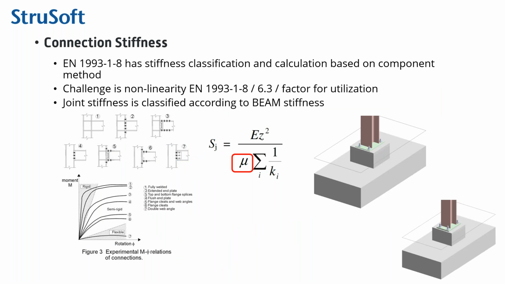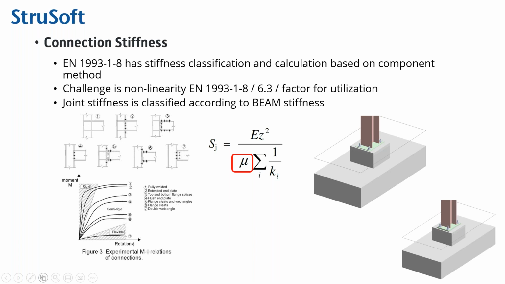So here is the Eurocode classification by rigidity. The problem is that we have semi-rigid connections. We can have rigid connections. If you have a really slender column, the connection does not have to be so beefy to be classified as rigid.